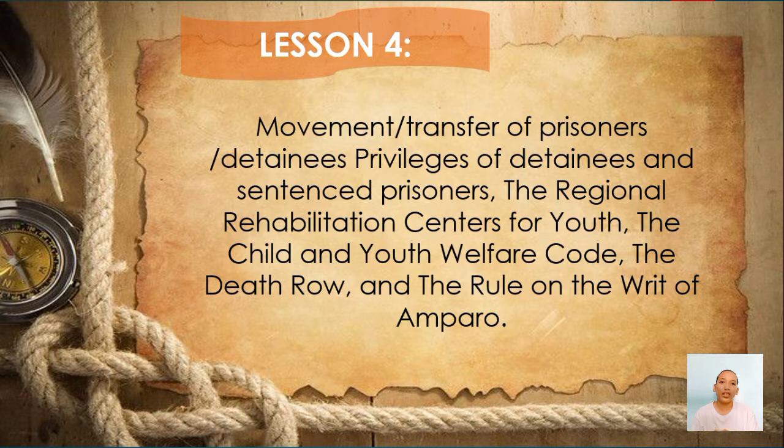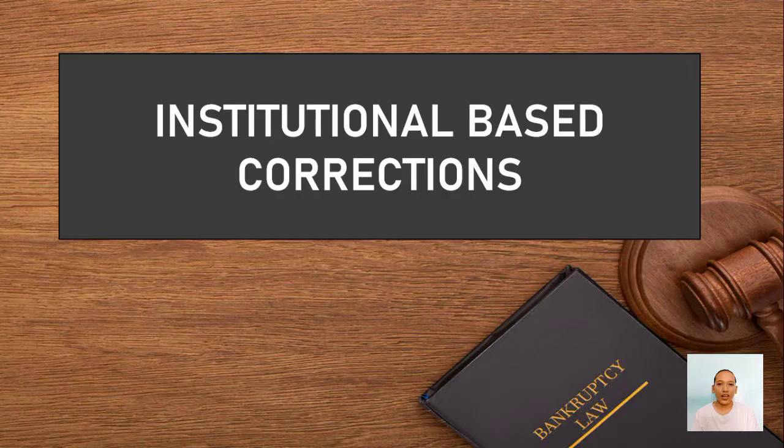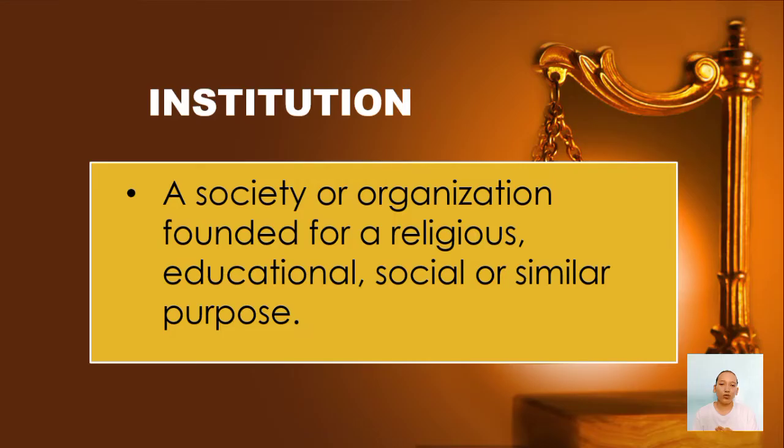prisoners or detainees, privileges of detainees and sentenced prisoners, the regional rehabilitation centers for youth, the Child and Youth Welfare Code, the Death Row, and the Rule on the Writ of Amparo. So first, let's discuss institutional-based corrections. First, let's define what an institution is.